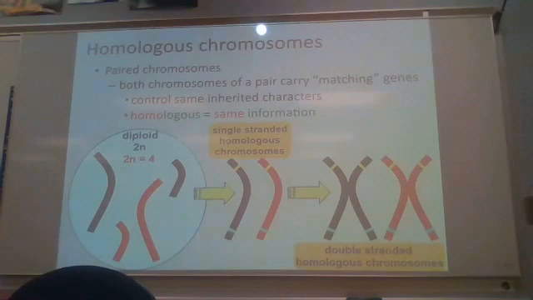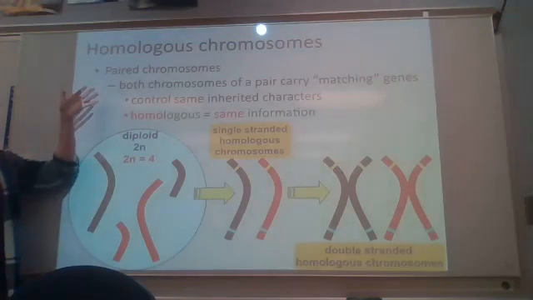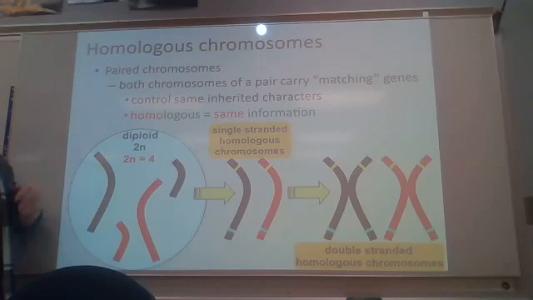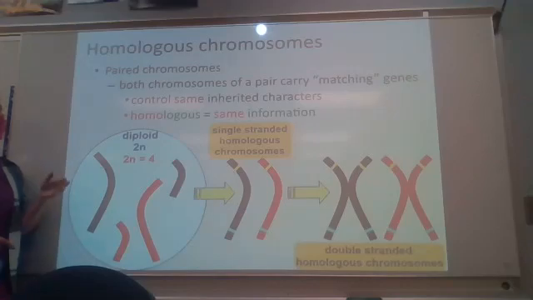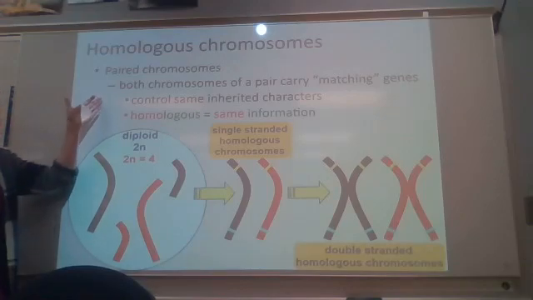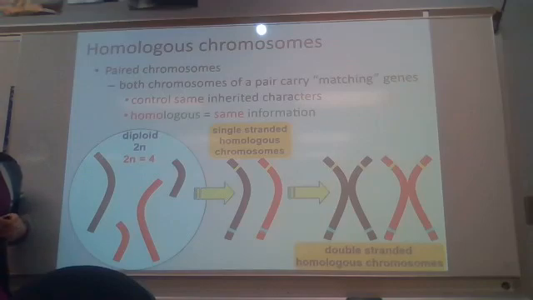Now we've talked about homologous chromosomes already, but again, these are pairs of chromosomes that carry matching genes, right? So they have the same genes. However, because they're coming from different parents, the versions of those genes can be different. But because they carry matching genes, those chromosomes are going to be used to control the same inherited characters. And so I know this is hopefully a little bit of a review from what we talked about with chromosomes already.